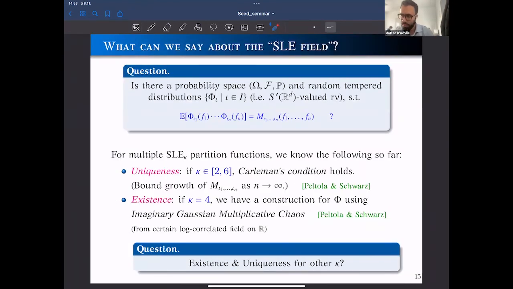This one, yes. So the message is that we have some partial understanding. Once again, this is related to the SLE partition functions, these Zs. We can show existence for kappa equals 4, it's a special case. And then if you have existence, you could ask if this distribution is somehow uniquely determined by the moments. That's something you can also show for some kappas.